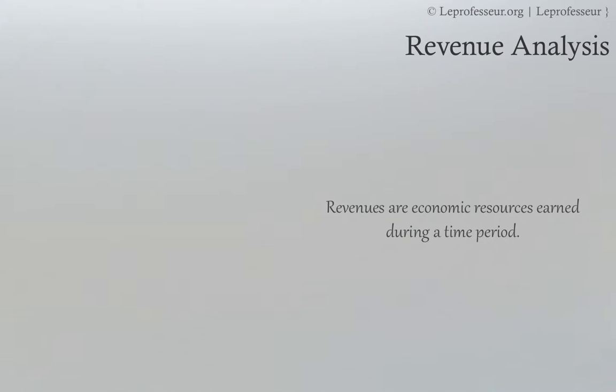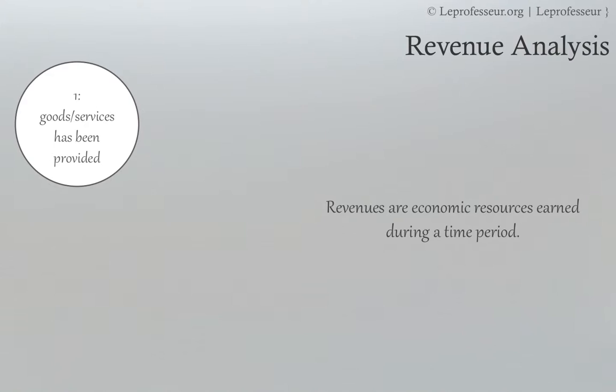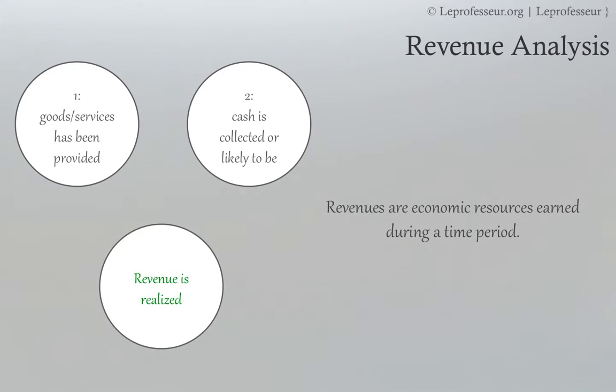So what essentially is the revenue? Two criteria. First one is the company has provided goods and services. So that's the first criterion for assessing whether the revenue has occurred or is likely to occur. The second criterion is that the company has collected the cash towards the goods or services it has provided. So if the two criteria are fulfilled, then we can say the revenue is realized.